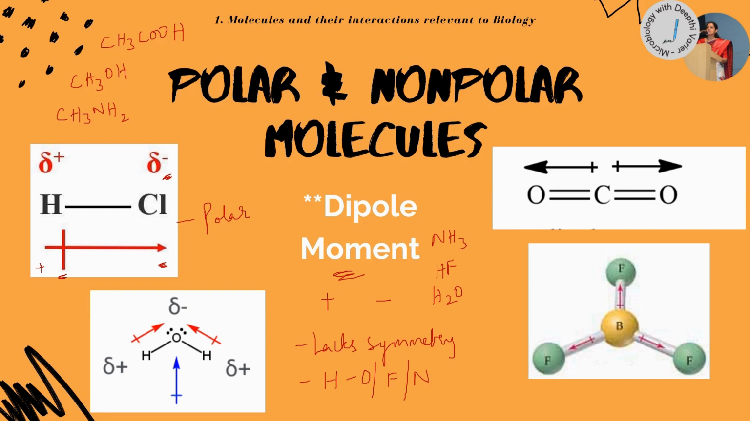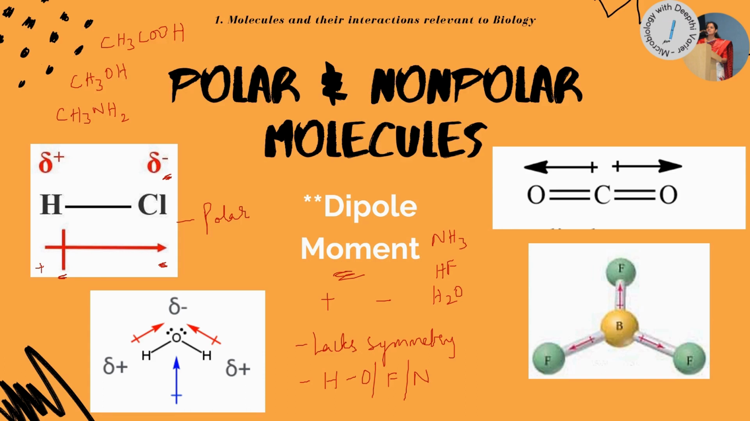Or if the molecule lacks symmetry, then it is a polar molecule. Now, if you see here, I have shown you what is the meaning of lacking symmetry. So we have a water molecule over here, H2O. There is a partial negative charge on oxygen, because oxygen has two lone pairs of electrons and it tends to pull the electron cloud towards itself. It is highly electronegative. So you have the net dipole moment in this direction.